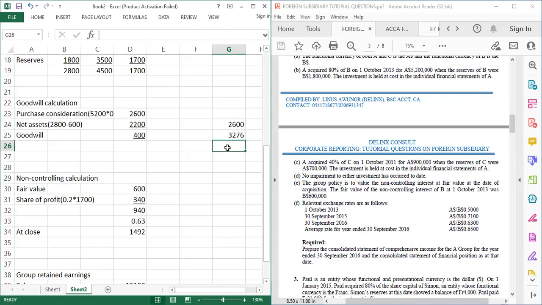Another way of doing this is that the investment that we have in the subsidiary, you can see that we are making a gain, isn't it? Yeah. Our investment has increased. What is the gain there?